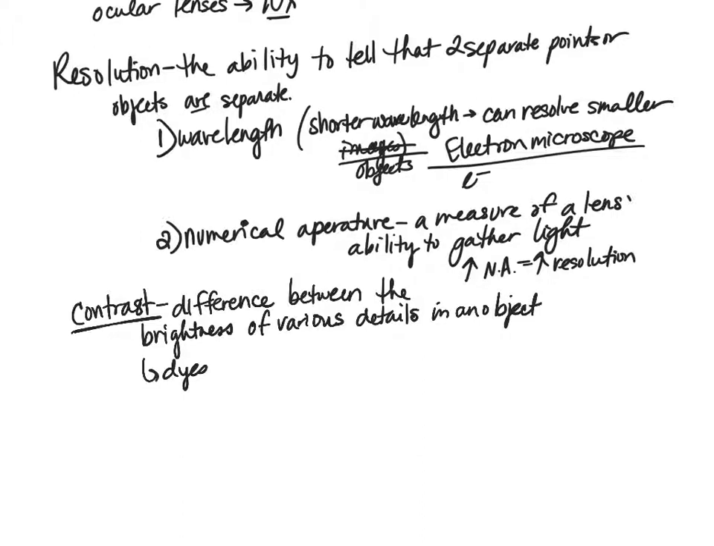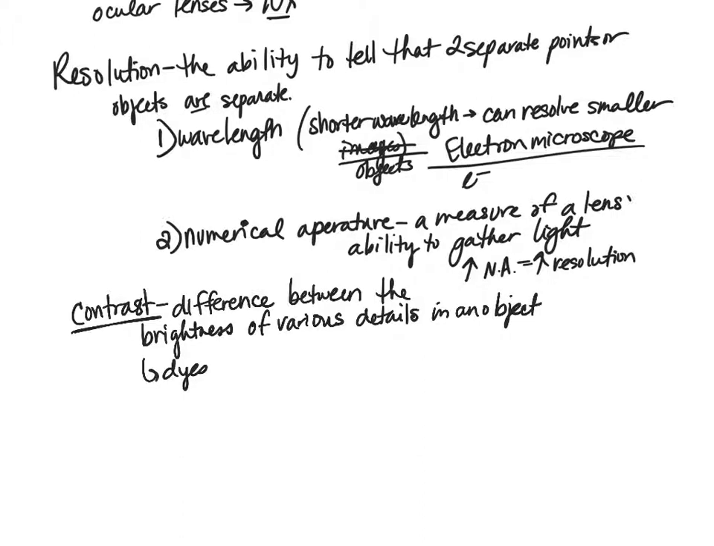However, if we do apply a dye to it, then we're going to increase the contrast. If we increase the contrast, then we're going to make things more visible. So we're adjusting the brightness of various details in an object so that we can see it more clearly.